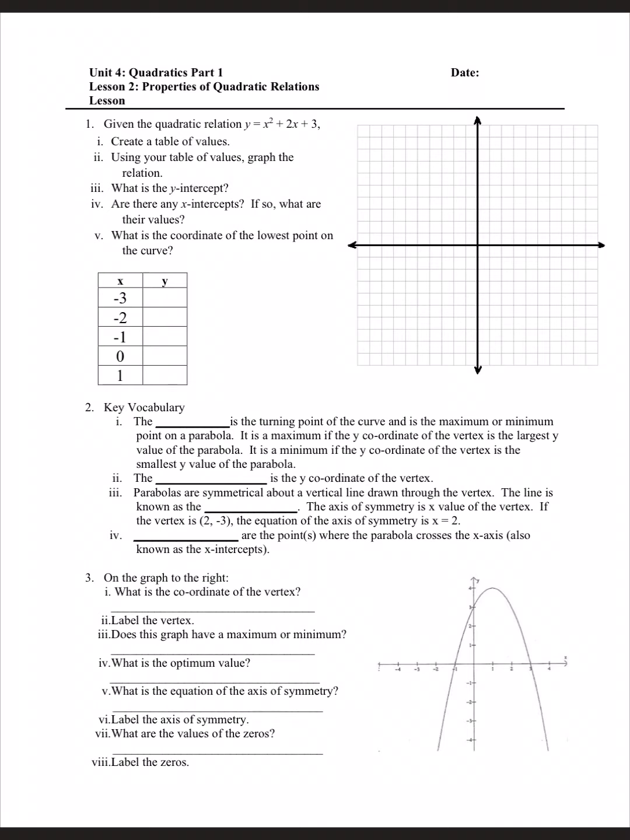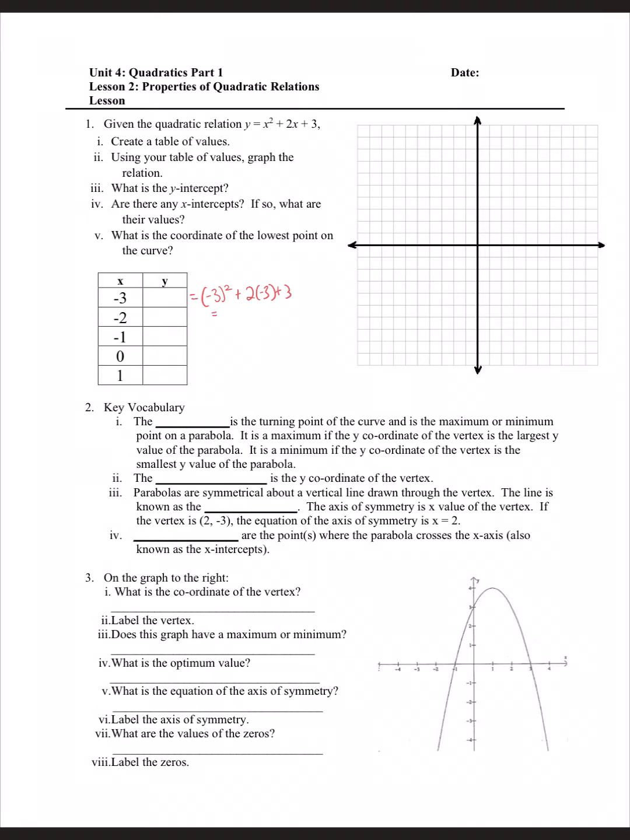So today we are going to continue looking at our quadratics, especially their graphs, and identify some of the key points on them. All right, so we'll get started with this quadratic relation, y equals x squared plus 2x plus 3. We're going to create a table of values. So just to remember how we use our table of values, I'll substitute in this first value. My y value is going to equal, I'm going to sub in a -3 anywhere I see x. Okay, and you'll have to solve for that.